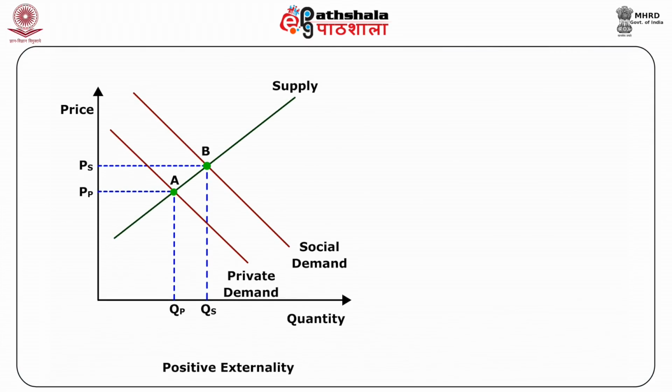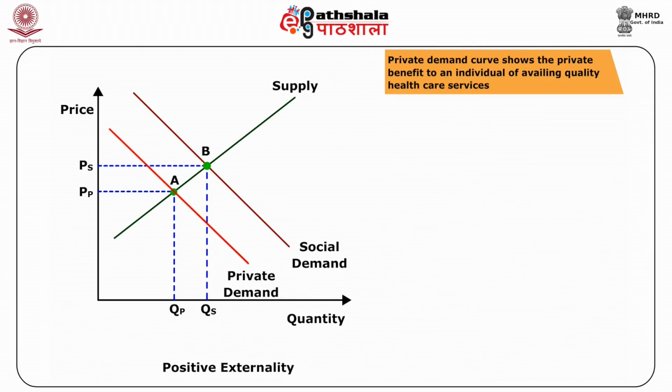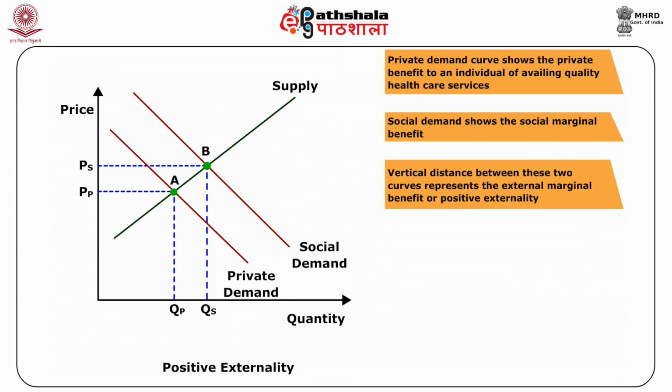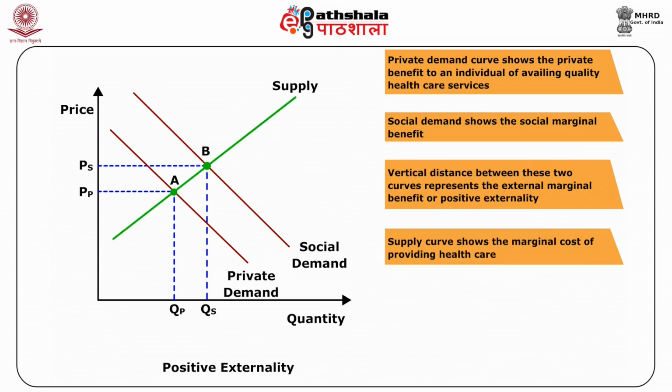In the given figure, the private demand curve shows the private benefit to an individual of availing quality healthcare services, while social demand shows the social marginal benefit. The vertical distance between these two curves represents the external marginal benefit or positive externality. The supply curve shows the marginal cost of providing healthcare.